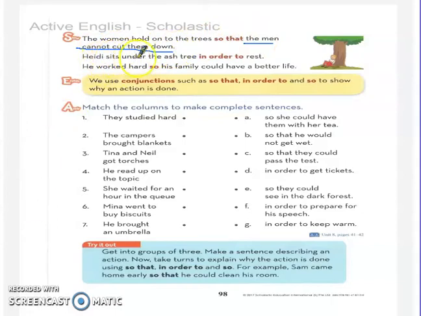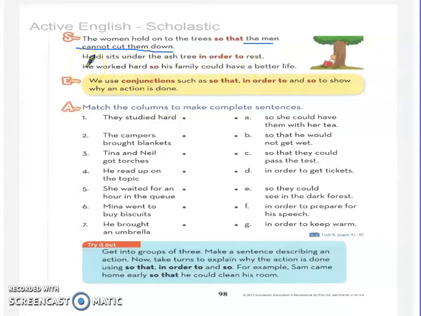Heidi sits under the ash tree in order to rest. Here we use in order to show the reason of the action. For example, why does Heidi sit under the ash tree? In order to rest. She sat under the tree to rest.